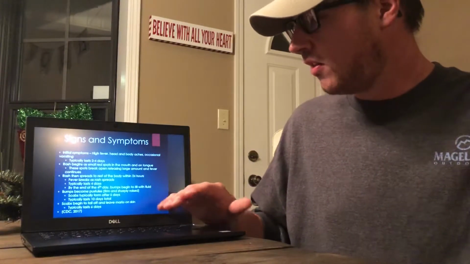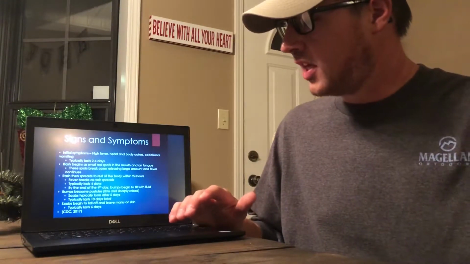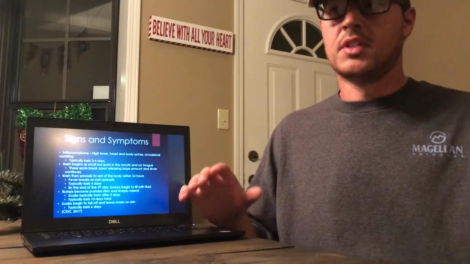This typically lasts about 4 days, and by the end of the 4th day, those small red bumps begin to fill with fluid. The bumps become pustulous, and scabs typically form about 5 days after that. The scabs will eventually begin to fall off, and they will leave marks in the skin, and that last process typically takes about 6 days. The scabs can usually leave some pretty bad marks on your skin.